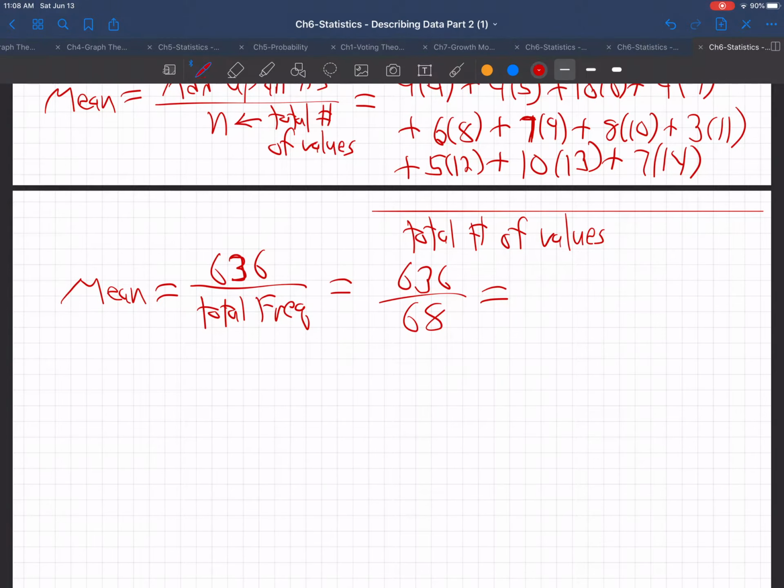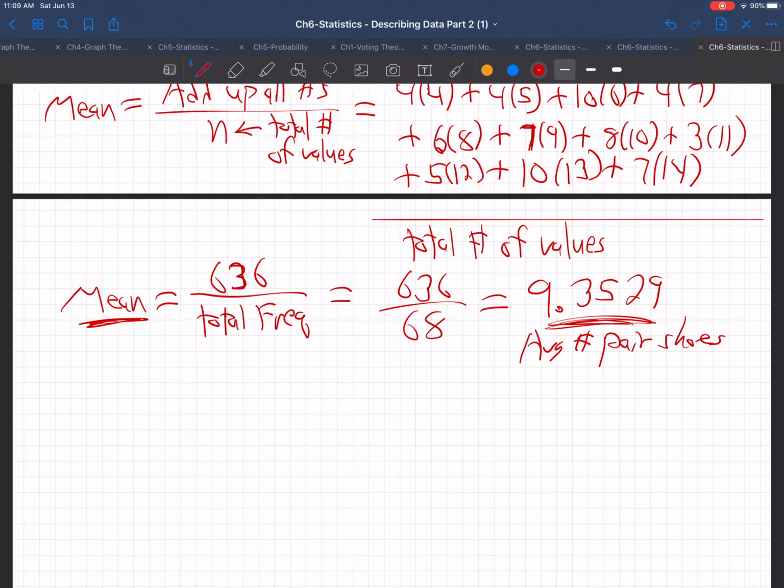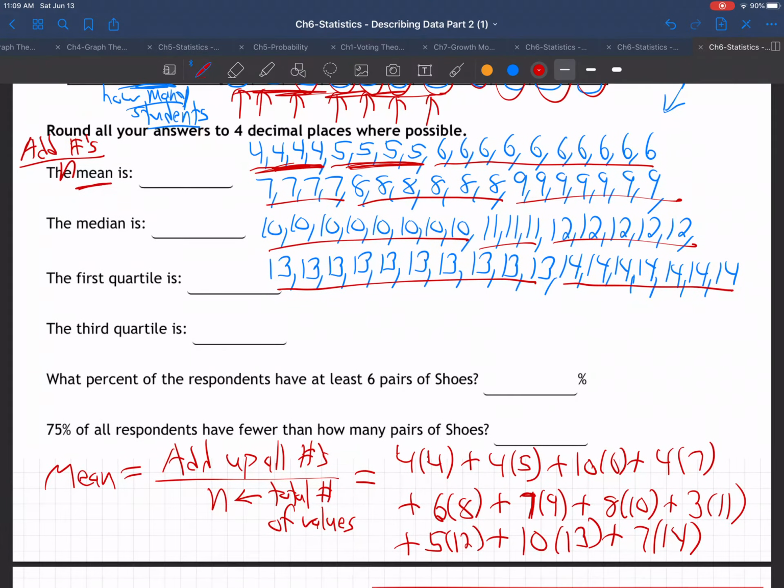All right, let's divide now. That was a waste. By 68, so I'm getting 9.3529. I don't know how far they want it to round. I'm sure that's good right there. So that's the average, that's the mean. That's the average number of pairs of shoes for all those 68 students who reported how many pairs of shoes they have. The average student has 9.3529 shoes.